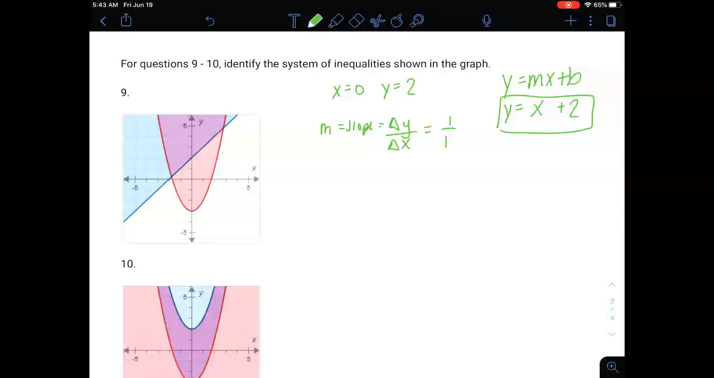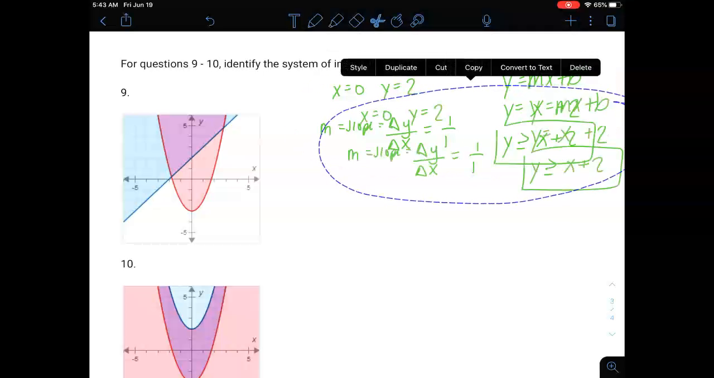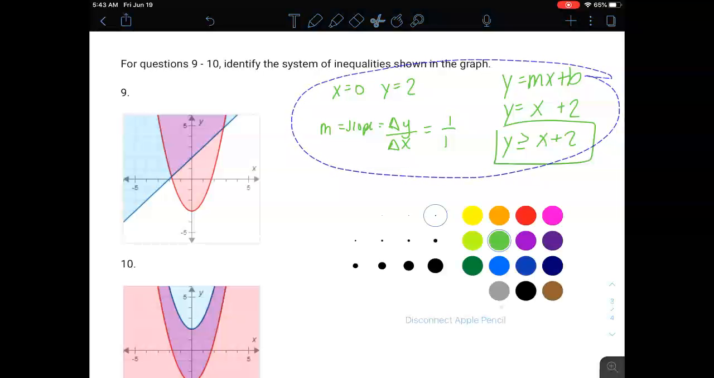All right. But that's the line, so what is the inequality? Well, it's a solid line and it's shaded above. So y has got to be greater than or equal to x plus 2. So that's the first one we figured out. And let me change the coloring to make this obvious as to which line I'm talking about. I'm talking about the blue line.